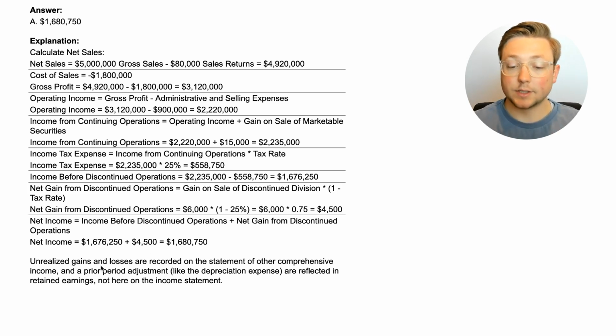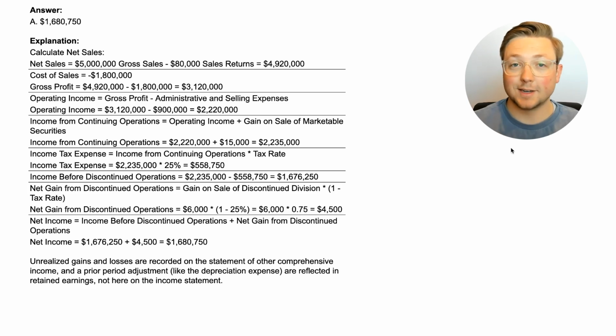Now you might have noticed some things we're missing there. Unrealized gains and losses are recorded on the statement of other comprehensive income, and that's something we're going to talk about in another video. And any prior period adjustment, like the depreciation expense that was mentioned, is reflected in retained earnings, not here on the income statement.